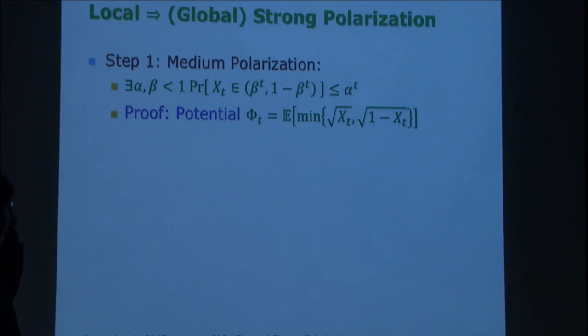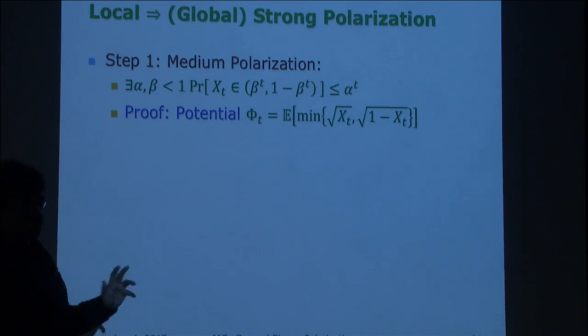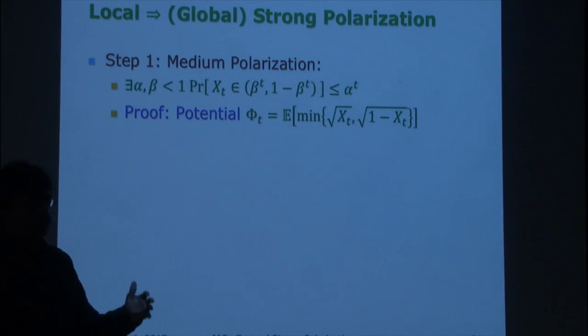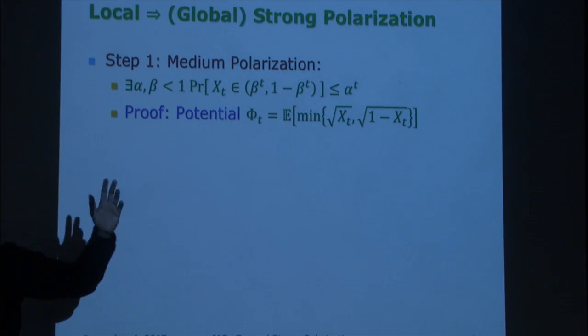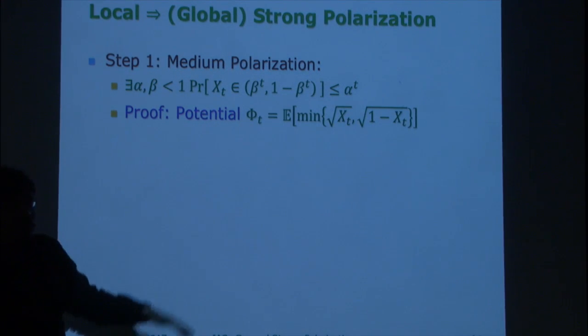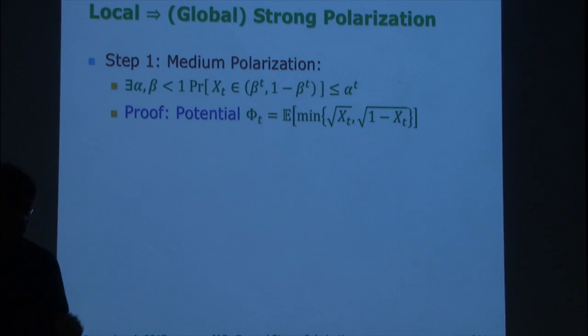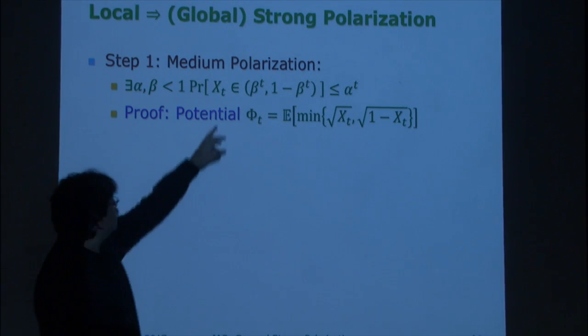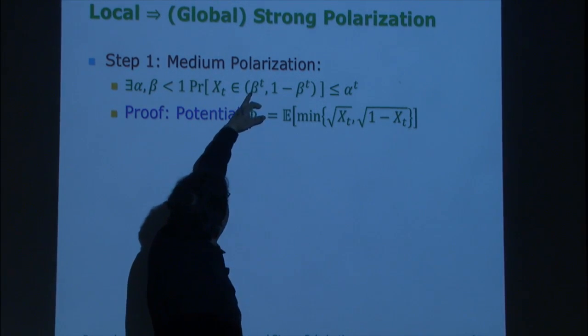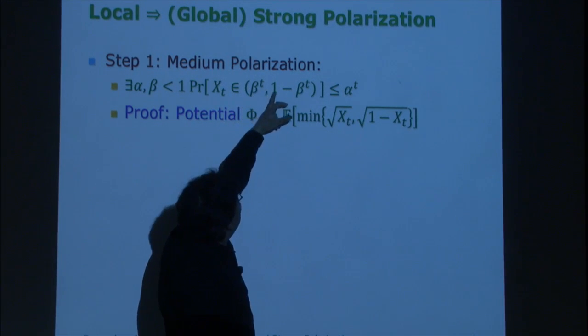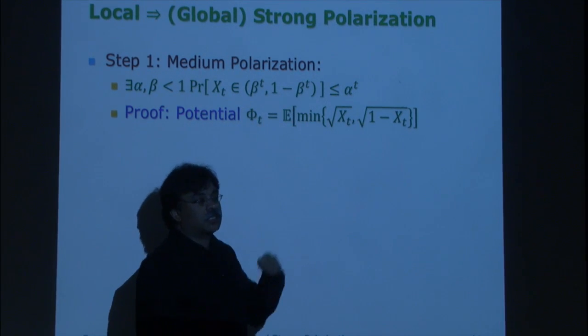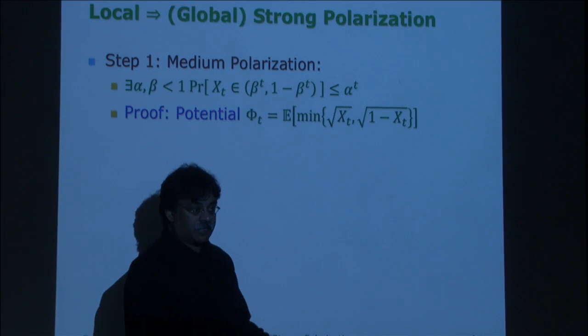Let me talk about strong, why does local polarization imply strong polarization, which is probably the main thing that we care about. There's two steps in this analysis. First, you say that, look, after, let's say, t over two steps, I'll still call it t, that you start showing some amount of polarization. What we really want is that the probability that xt is between 1 over 4 to the t to 1 minus 1 over 4 to the t is very, very small, is exponentially small.